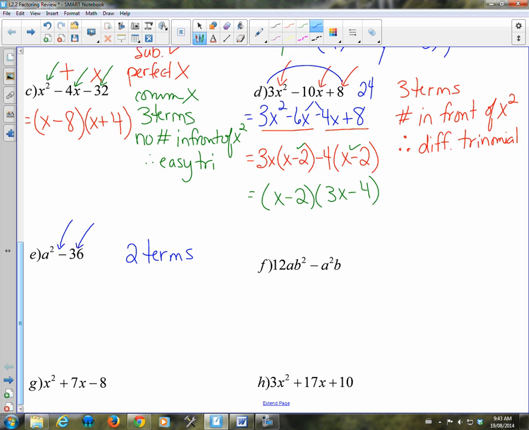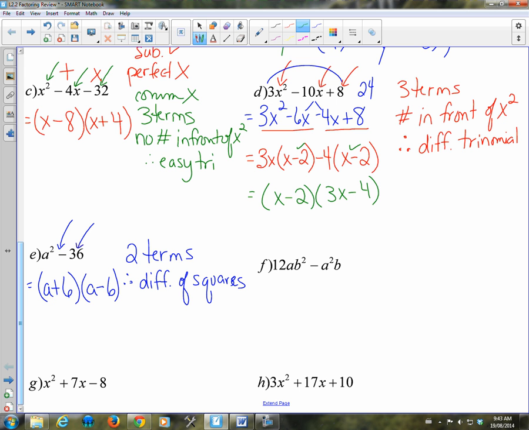Is the number a perfect square? Is 36 a perfect square? Yes, it is, because 6 times 6, or 6 squared, is 36. So it's a difference of squares, which is easy peasy. Get your two brackets going. They're exactly the same, except one is plus and one is minus. Away we go.